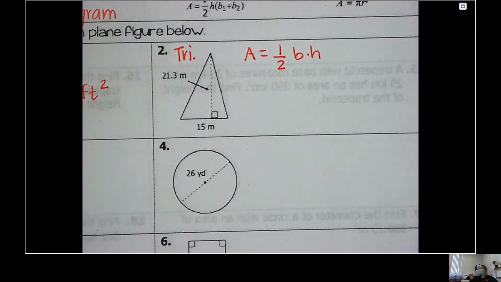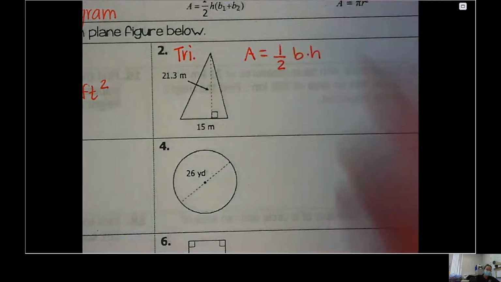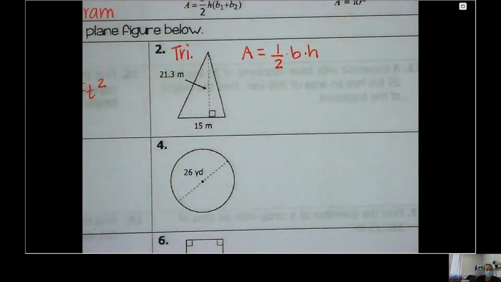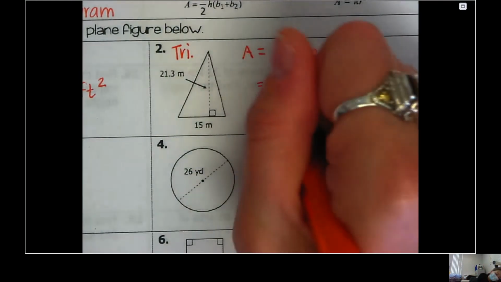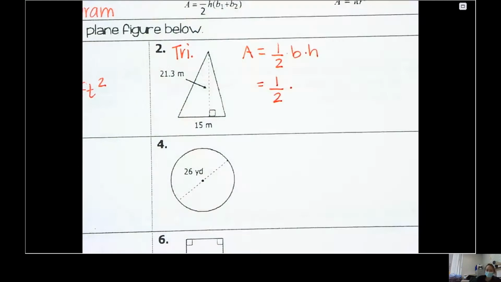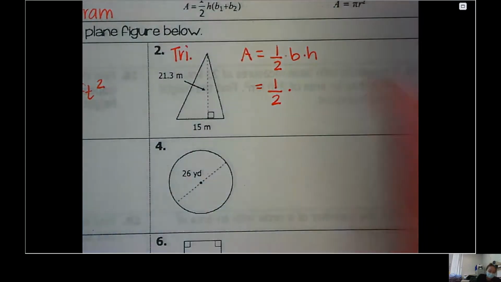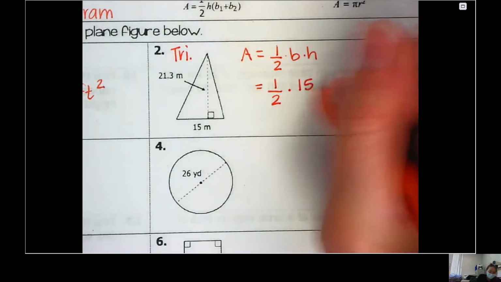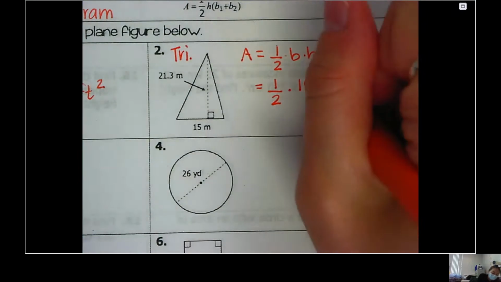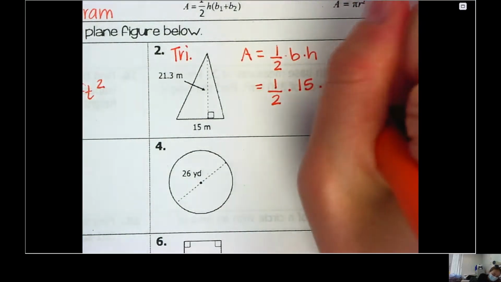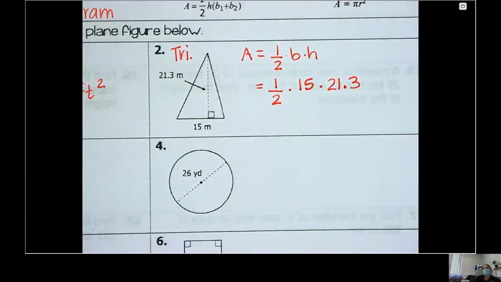Area equals one half base times height. So that essentially means one half times the base times the height. All we're going to do is plug in the information that we know. What is the base of my triangle? 15. And then what's the height of my triangle? 21.3. Now, this essentially means 1/2 times 15 times 21.3.